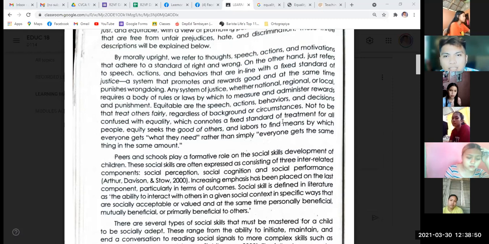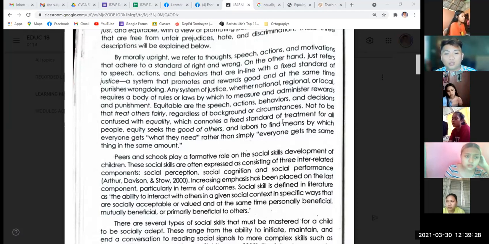In what setting can we practice better our social skill? Where can we practice our social skill? Sir, school po. Correct. Thank you so much. That's definitely correct. It is the school where we can generally practice our social skill.